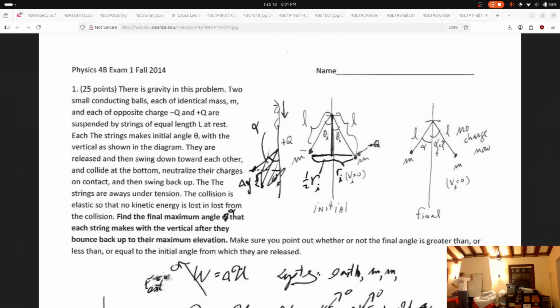initial. It's called beta. L, L minus Q.